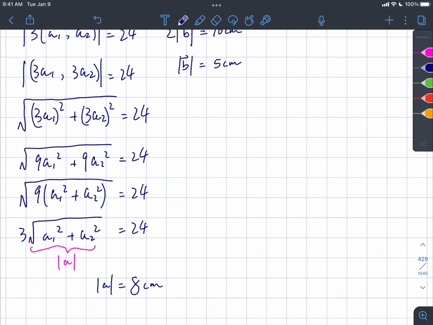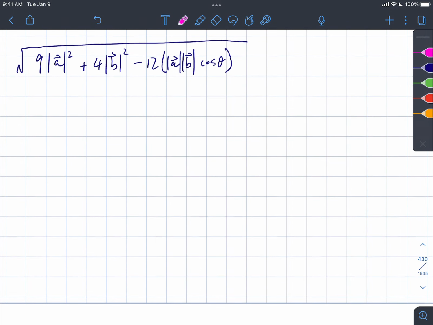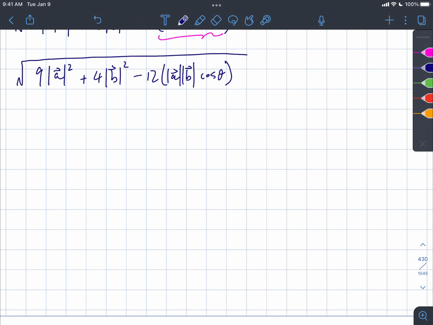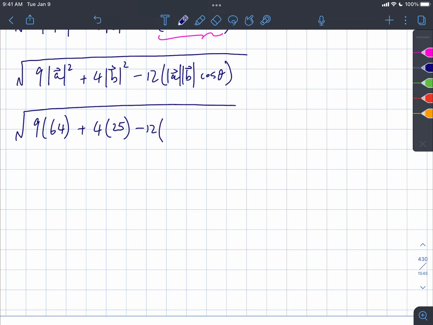Just to remind ourselves that magnitude of a is 8. Magnitude of b is 5. So we're going to plug that in here. That will be 9 times, well, that's 8 squared, so 64, plus 4, well, that's 5 squared, so 25. And then minus 12, keep going, 8 times 5. Magnitude of a is 8, magnitude of b is 5. Don't know what cosine theta is, but it's okay. Leave it there.